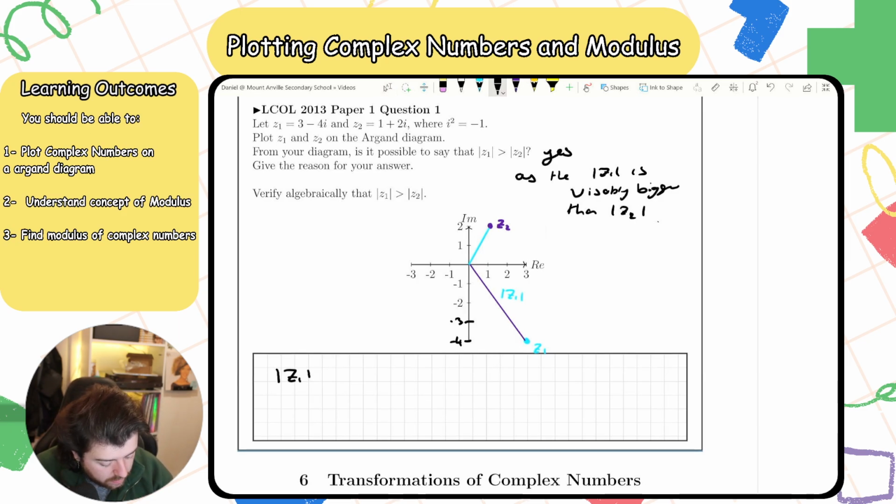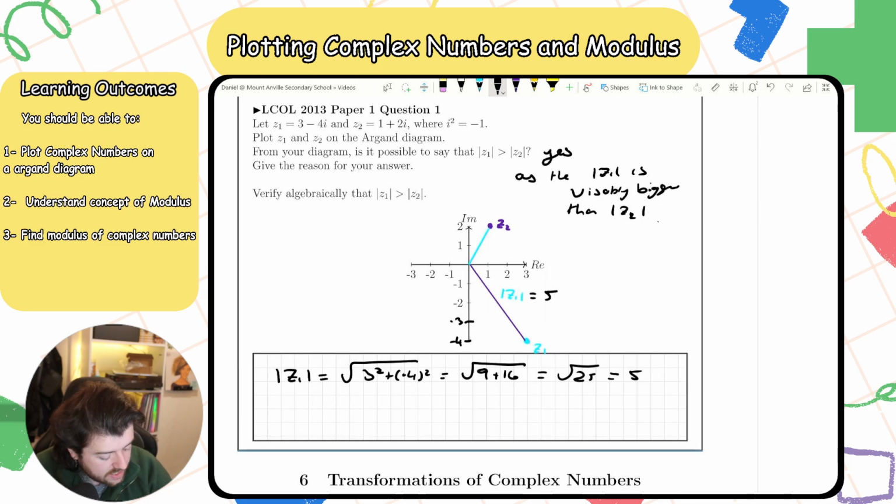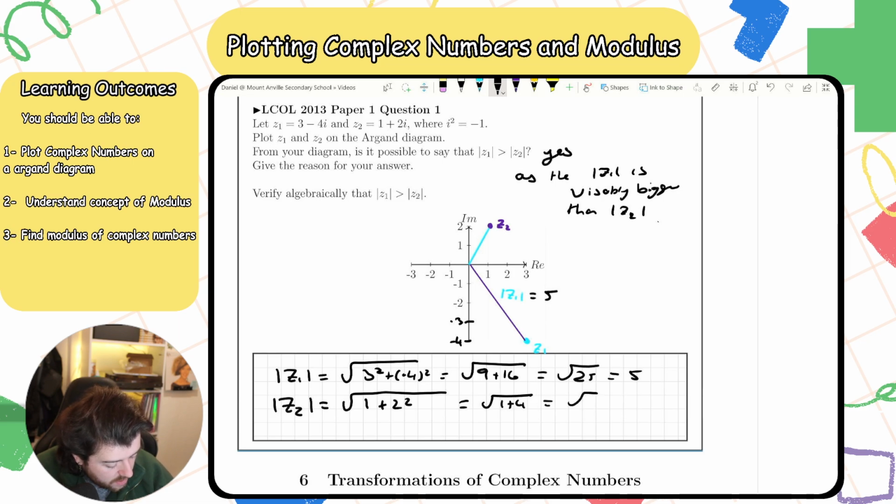So the modulus of z1 is going to be equal to the square root of 3 squared plus minus 4 squared, which is the square root of 9 plus 16, which is root 25, which is 5. So the modulus of z1 is equal to 5. And the modulus of z2 is going to be equal to the square root of 1 plus 2 squared. So a is equal to 1, b is equal to 2, which is equal to the square root of 1 plus 4, which is equal to the square root of 5. And then last time I checked, 5 is greater than root 5. Therefore, the modulus of z1 is greater than the modulus of z2.